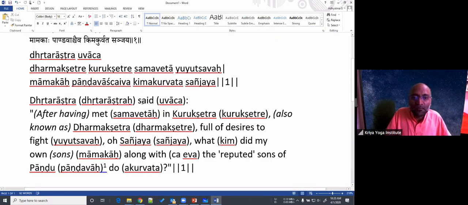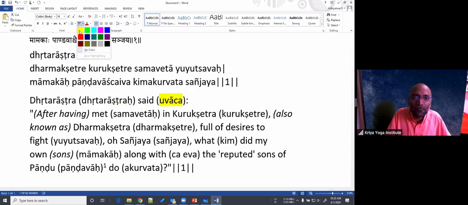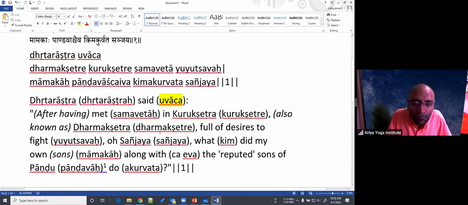So in this case, Dhritarashtra said, that is the sentence. From this you can see Uvacha is a verb, and I'll highlight that in yellow. Nominals I will highlight in a different color. So this one, yellow, is the verb form.